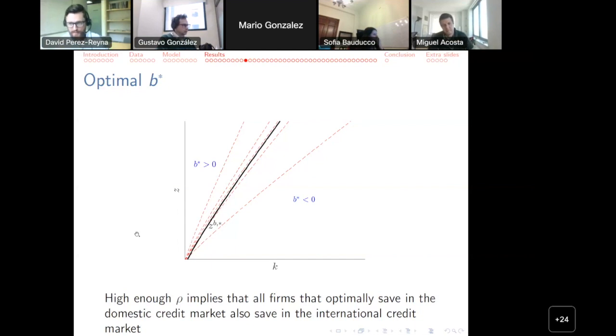And now let me analyze the decision. Like, okay, which firms find it optimal to tap the international credit market or to tap the domestic credit market?